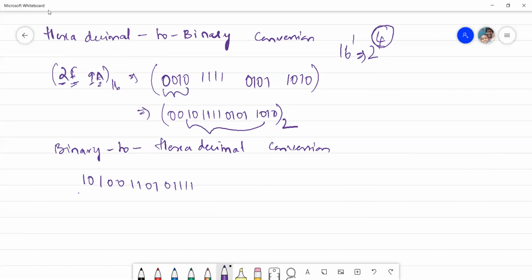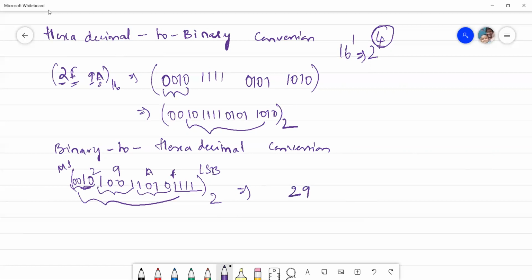this one. So this is a binary number. We need to convert it to hexadecimal. So how we need to do? We need to group 4 bits from LSB to MSB. That means, see, 1, 2, 3, 4. So till here we need to group, and again 1, 2, 3, 4. So till here we need to group, and here only 2 bits are there. You just use a 0, or else you can directly take it as 2. So this value is 2, this value is 9, this value is A, and this value is F. So now the hexadecimal equivalent is 29AF.